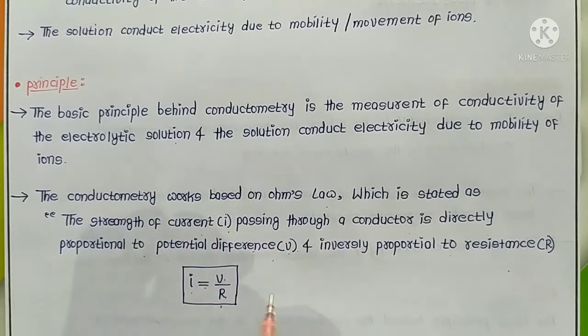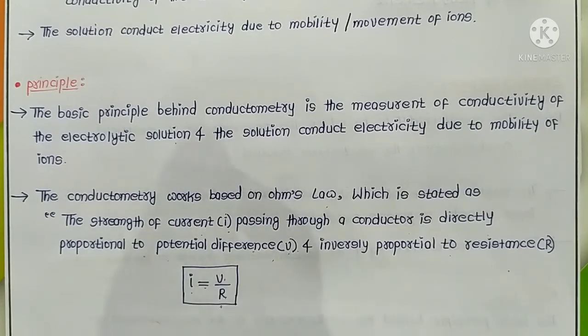Now the basic meaning of Ohm's law is that if some amount of electric current passes through a conductor, then this flow of current mainly depends upon the potential difference. So what is potential difference? Potential difference is a pressure which is applied on the electron to change the position of the electron from one point to another point, and it is inversely proportional to resistance. So what does the resistance do? Resistance resists the flow of electrons. This can be told by Ohm's law, and on the basis of Ohm's law conductometry works.